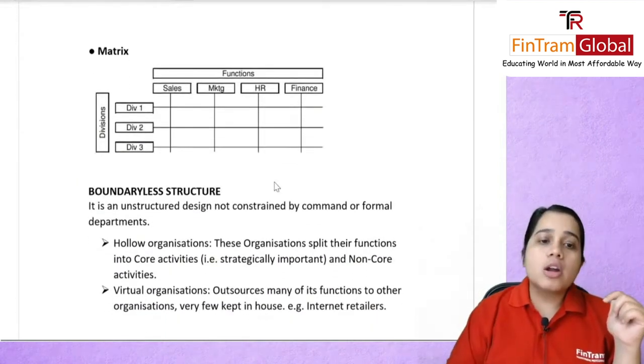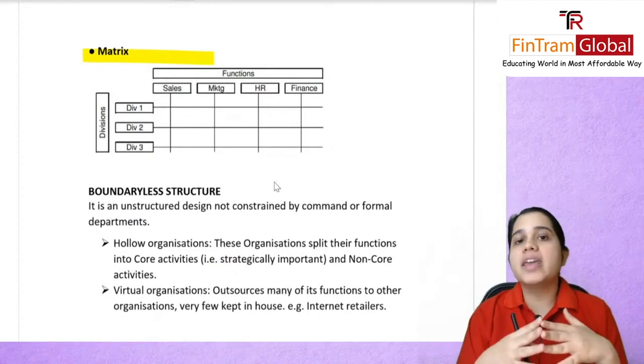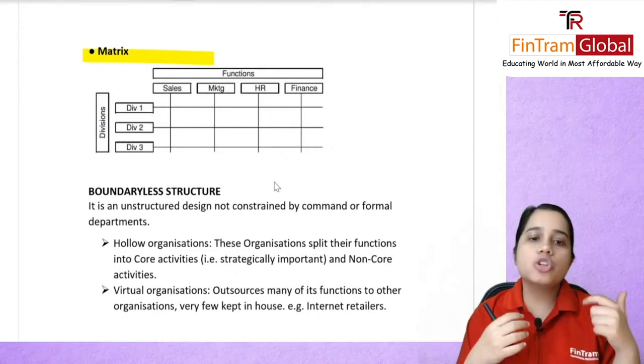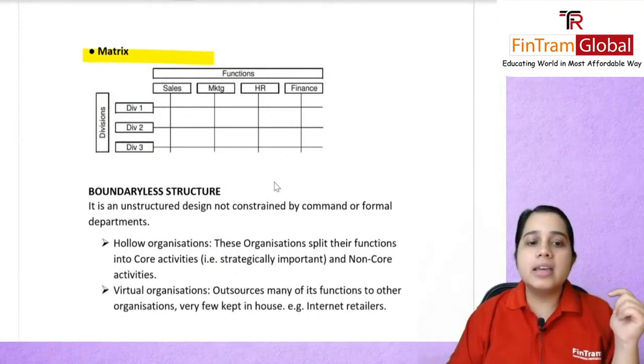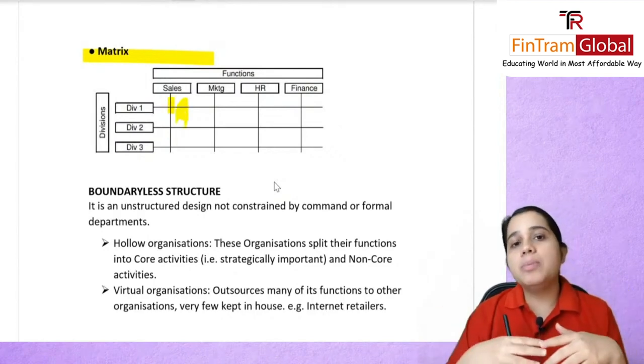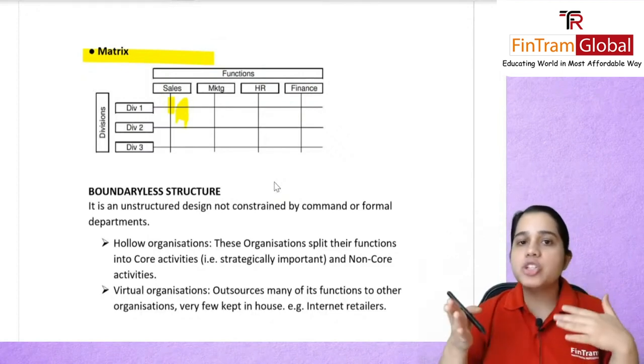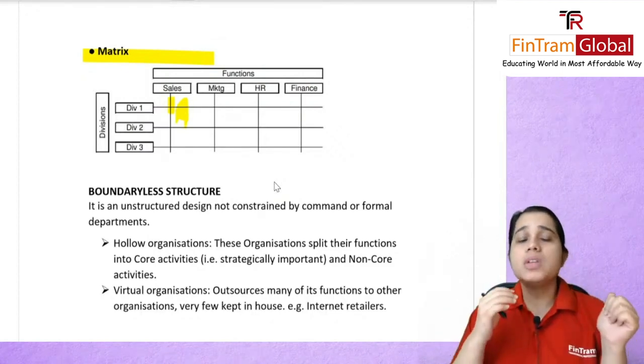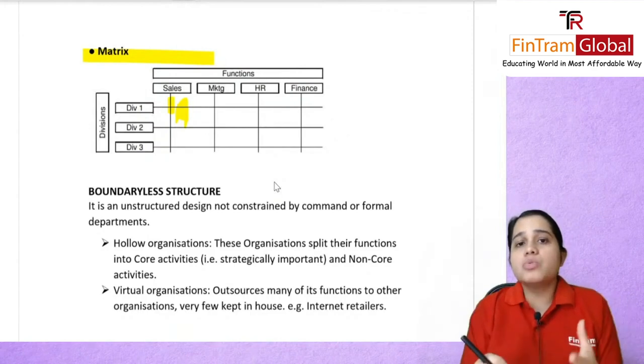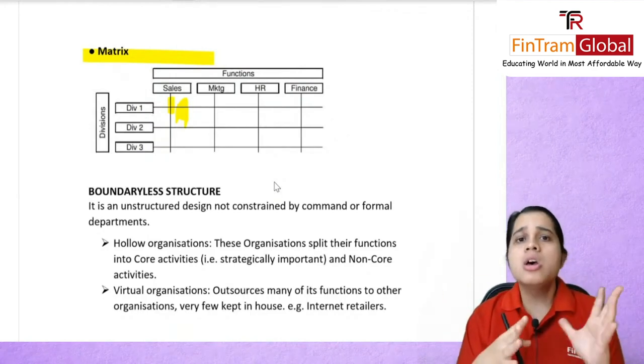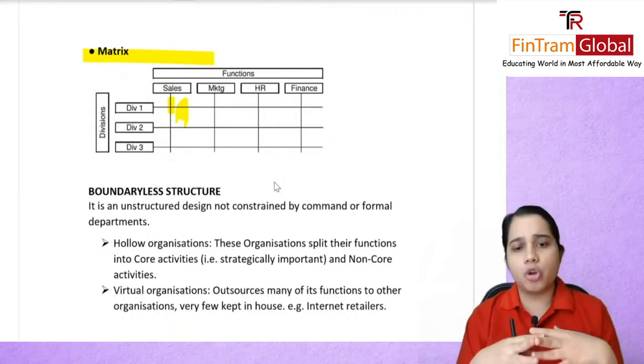Then we also talked about matrix structure, wherein this is sort of an amalgamation of your function and division. And here any person, let's say who's sitting over here, let's say this person is A, he will be reporting to both a functional manager and a divisional manager. That is your matrix structure. This will be usually seen in a huge organization. Small organizations will pretty much not adopt this.